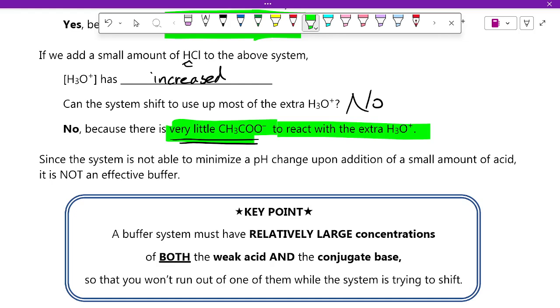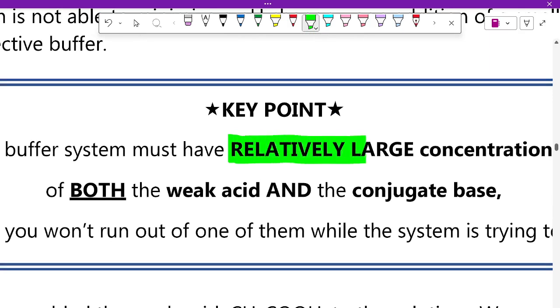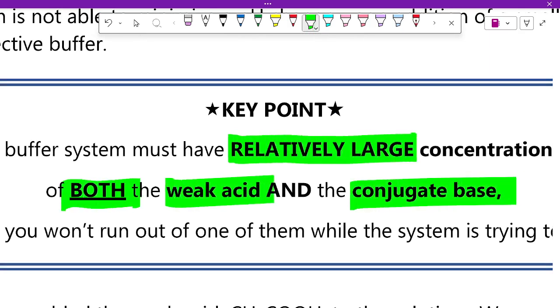Okay, so key point. If you have a buffer system, you have to have a relatively large concentration of both the weak acid and its conjugate base. Can't just have one or the other, has to be both. Yes, so you have to see what it is at your particular pH. Does that make sense? Yeah. No, but that's a good question.